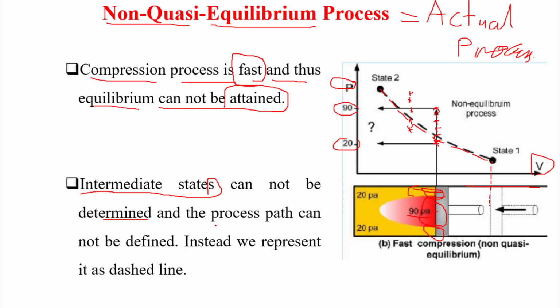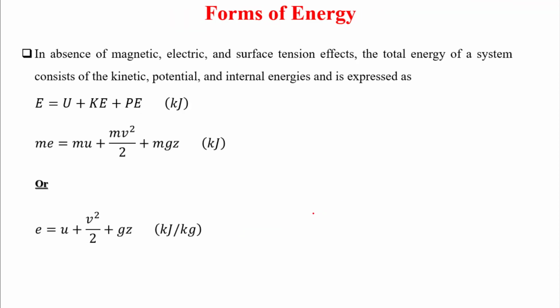And as a result, the process path cannot be defined. We cannot find it exactly. We can approximate it, but we cannot find it exactly. Instead, what is the solution? We represent it as a dashed line. So this is an approximated line. Here we have a dashed line.